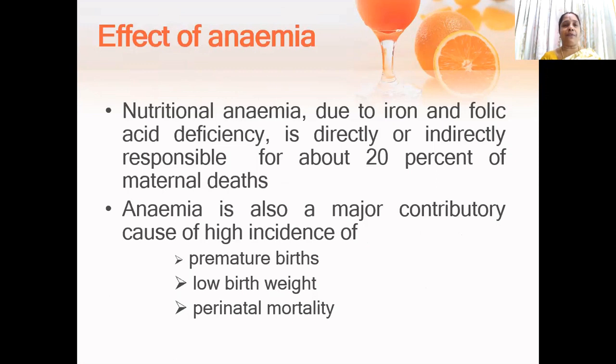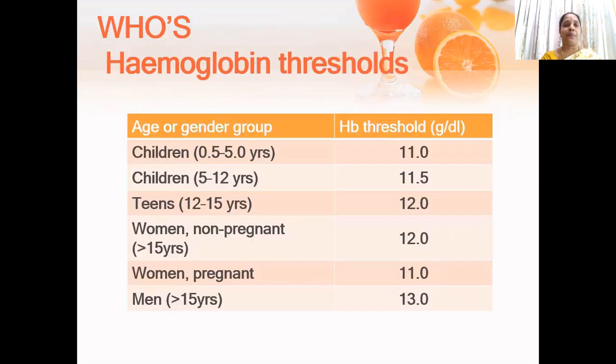Now let us see the effect of anemia on human health. Nutritional anemia due to iron and folic acid deficiency is directly or indirectly responsible for about 20% of maternal deaths. Anemia is also a major contributory cause of the high incidence of premature births, low birth weight, and perinatal mortality.